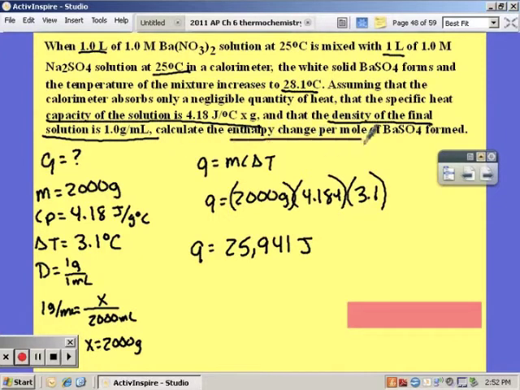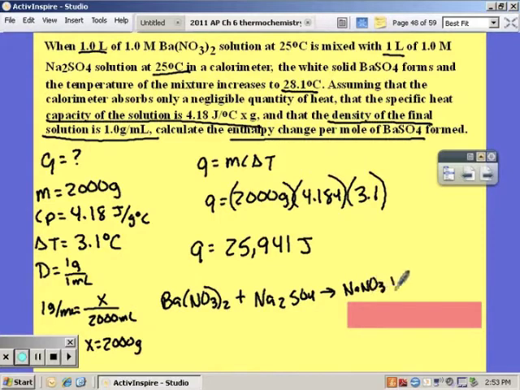But notice it wants to know the enthalpy change per mole of barium sulfate formed. This isn't per mole of barium sulfate formed. So we need to have an equation. Barium nitrate reacted with our sodium sulfate to produce barium sulfate and sodium nitrate. Needs to be balanced.